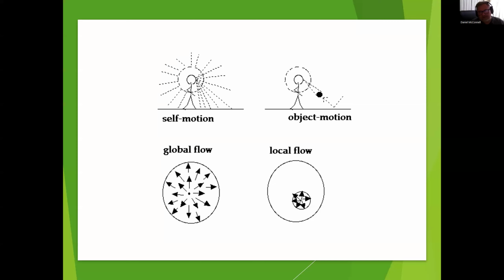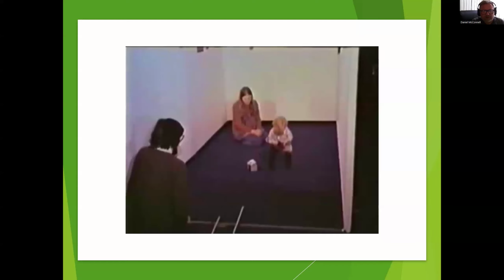It's never going to be the case that self-motion would generate only local flow. If you're walking through your house, you're not only going to see optic flow on one thing while everything else is stationary; that's going to be weird, and that's never going to happen. So local flow really does uniquely correspond to object motion. I'm going to come back, we're going to talk more about local flow later.